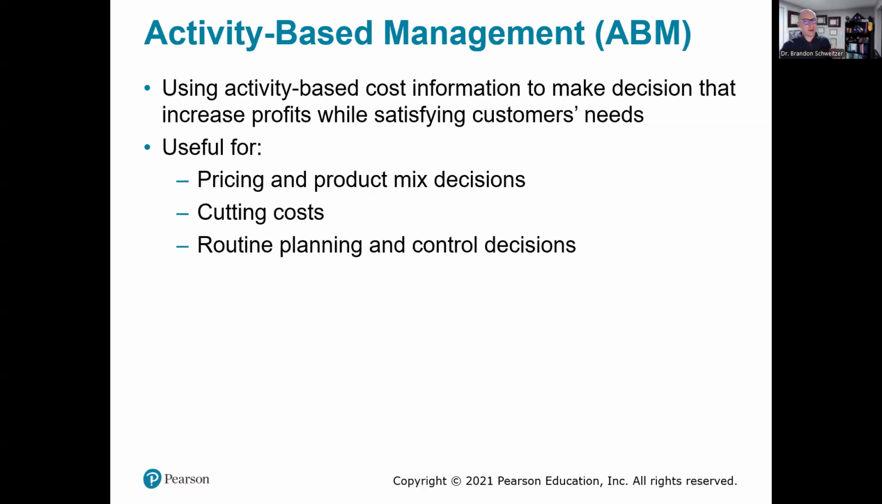So we look at pricing and product mix decisions. You know, should I have this many products on my product mix, or is this price the right price for the market? Is it time to reduce our costs? And how do I do that by eliminating some waste, maybe, or something along those lines? And it's important for us to be able to routinely plan and control our decisions along the way. So all of these things are really great when it comes to making activity-based management decisions.